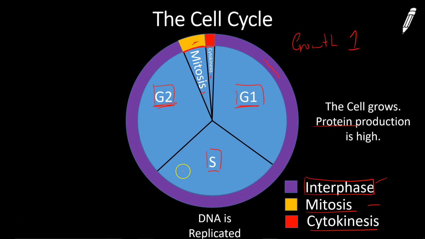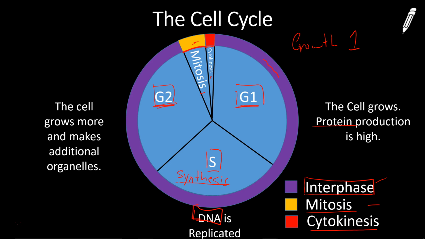Next, we go to S phase. And S phase stands for synthesis. And what does synthesis mean? Synthesis means to make. And what are we going to make? We're going to make more DNA. We're going to make another copy of DNA. And lastly, G2, the cell grows even more. So we'll call that growth 2. Even though it stands for gap, we'll call it growth 2. The cell grows even more, and we make additional organelles. And I'll show you which organelle is made in just a moment.